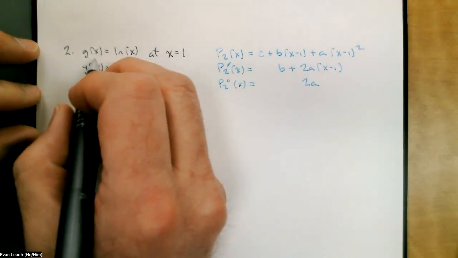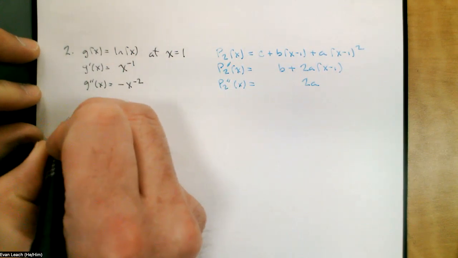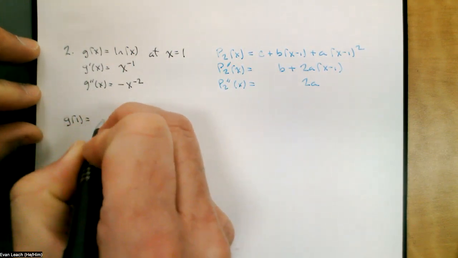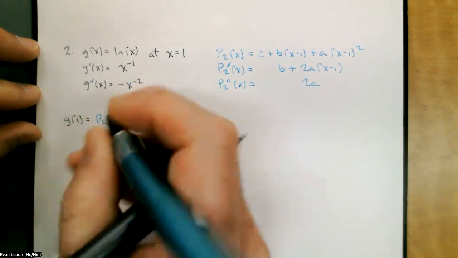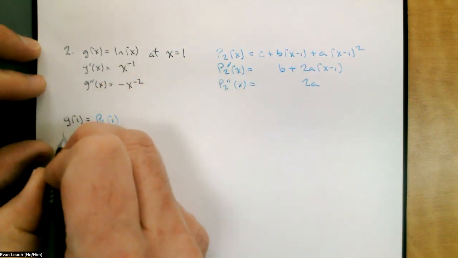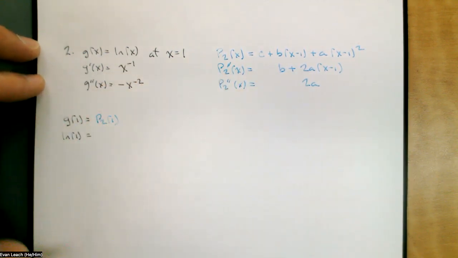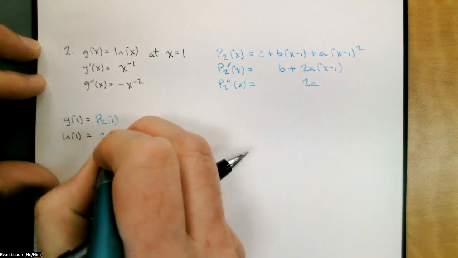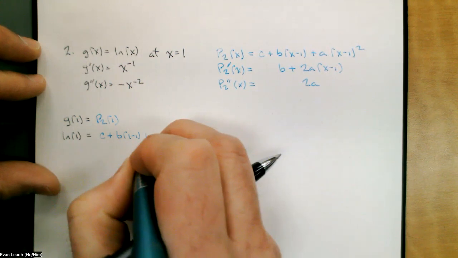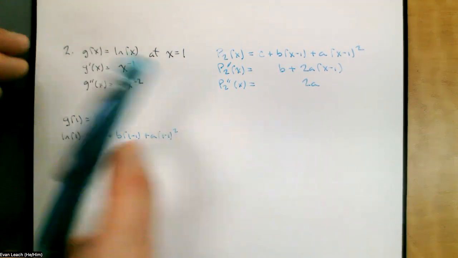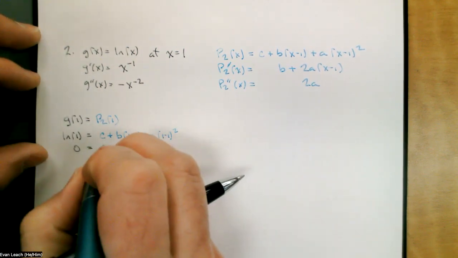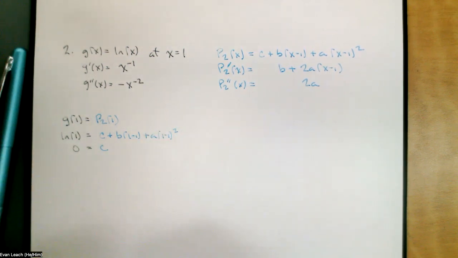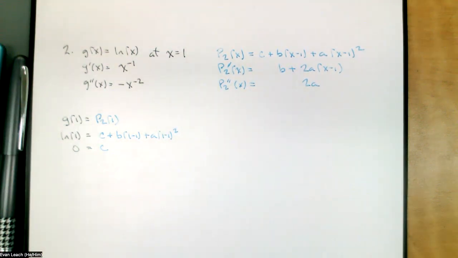So I want g of 1 to equal p2 of 1. G of 1 is natural log of 1. P2 of 1 is going to be c plus b times 1 minus 1 plus a times 1 minus 1 squared. Natural log of 1 is 0. And over here on this side, we get c. So if the values of these functions are matched, then c has to be 0.